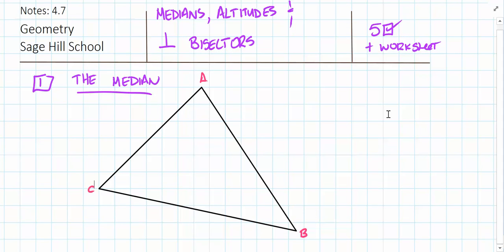Well, a ruler has markings on it, so you can actually see the markings. Okay? All right. So the first thing that we're going to talk about, we're in section 4.7. The title is medians, altitudes, and perpendicular bisectors. We're first going to talk about medians.